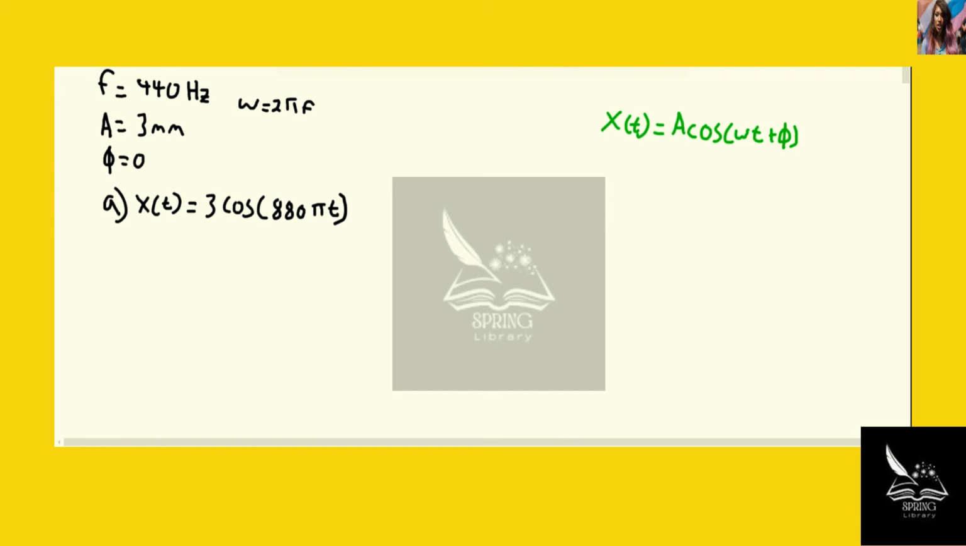It's really important to make sure that you know that this 3 is in millimeters and that this part over here is in radians. The argument of the cosine is in radians. So let's go ahead and look at part B.